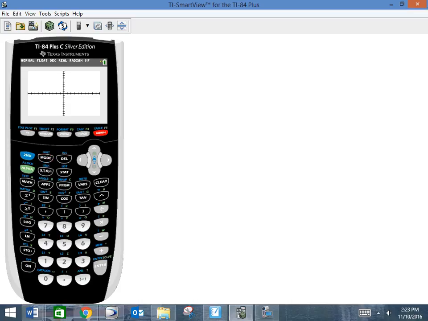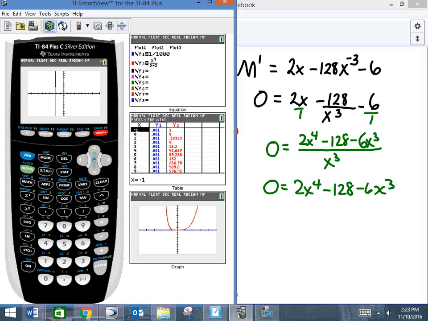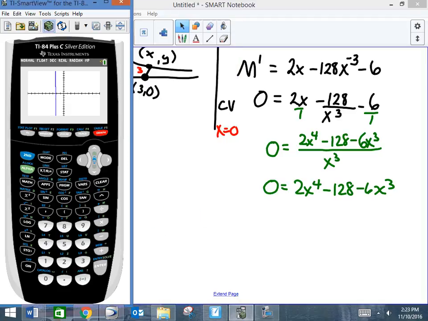Did you all get it graphed? Mine just wants to spin. Oh, there it is. Okay. It's a terrible graph. You know it's a polynomial. I don't really need to fix the window. I just need to find some zeros, right?